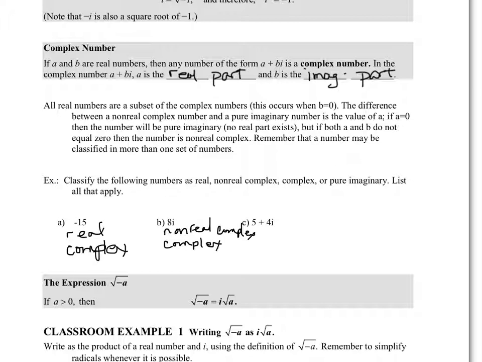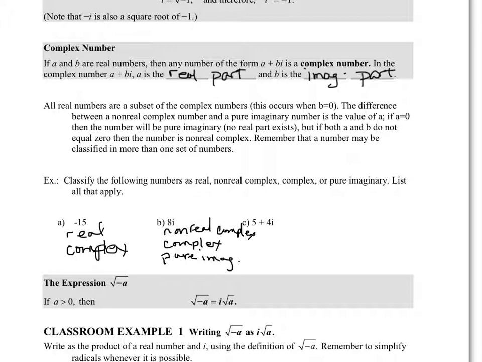Is this one pure imaginary? Is the only thing you see the imaginary part? And the answer is yes. We get all three on this one. We'll never have all four at the same time because it can't be real and non-real complex at the same time.